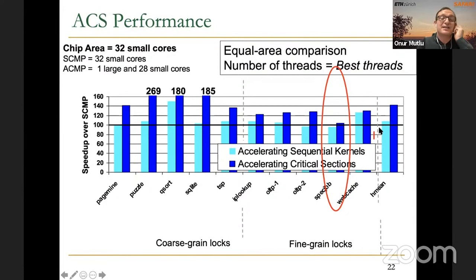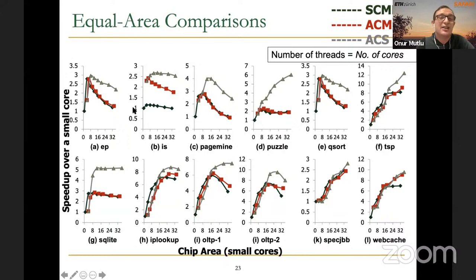Okay, and these are the scalability curves. So these are the full results, basically. You can see the scalability curve for each benchmark, basically speedup compared to a single small core execution. And you can see the scalability curve for symmetric multicore, asymmetric multicore, and accelerated critical sections. Let's pick one workload, for example. This page mine is one workload. You can see that the scalability curve shifts to the right, meaning the performance saturates at a higher number of threads.